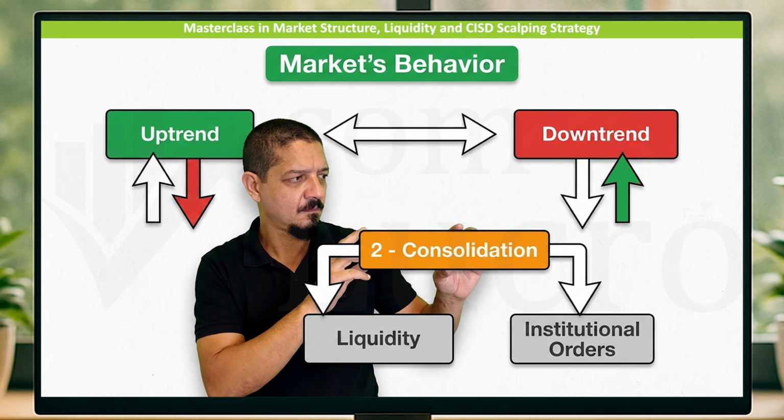A vital initial step when analyzing your charts is determining whether the market is currently experiencing an uptrend, a downtrend, or is in a consolidation phase. To build a robust understanding, let's start with a straightforward overview of market structures before exploring the intricate details of advanced market dynamics.